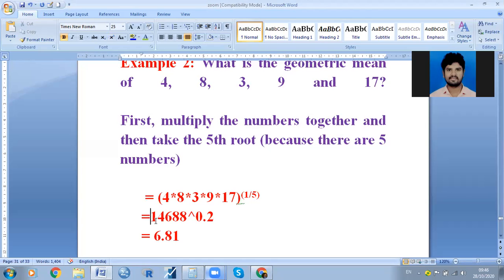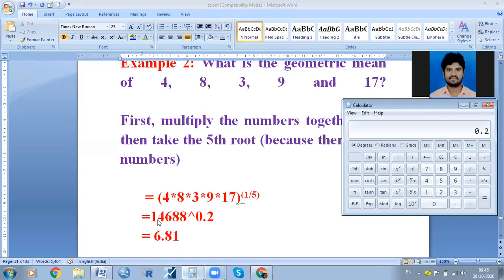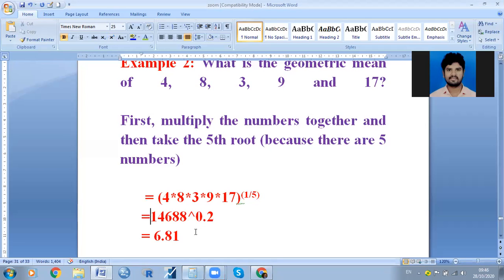So whatever value we got, 14,688, power of 0.2, we will get 6.81. So this is the answer. The geometric mean of the 5 observations is 6.81. Is it clear now?